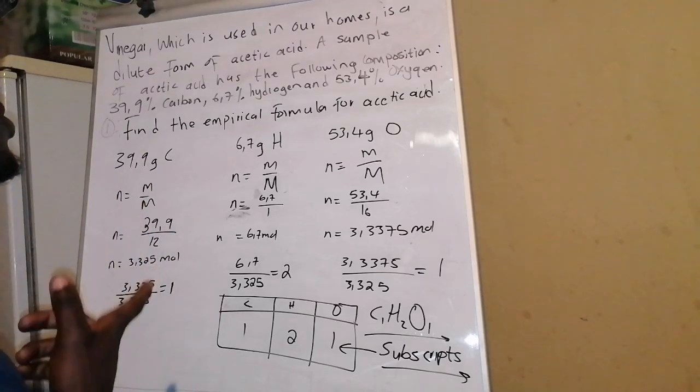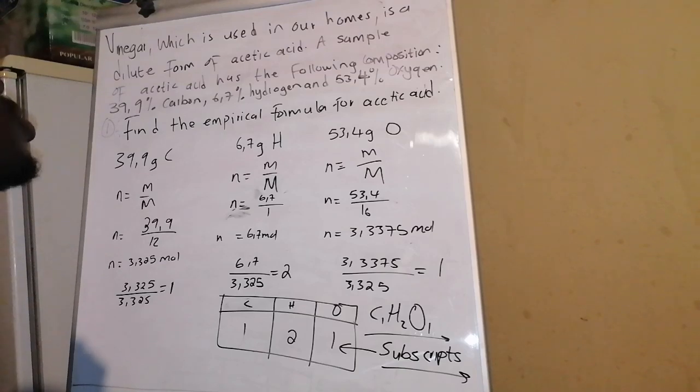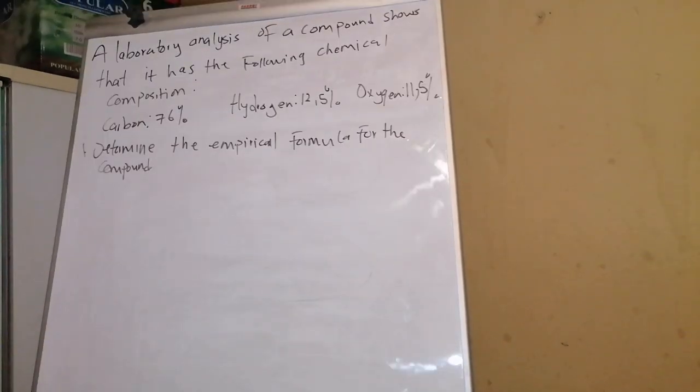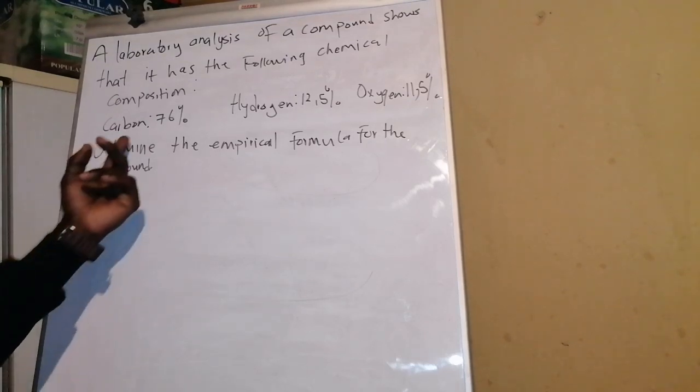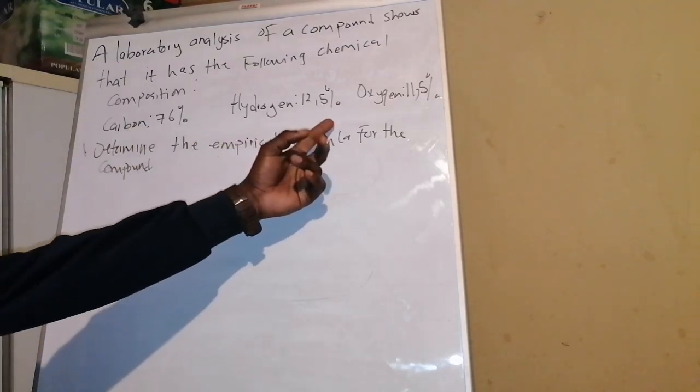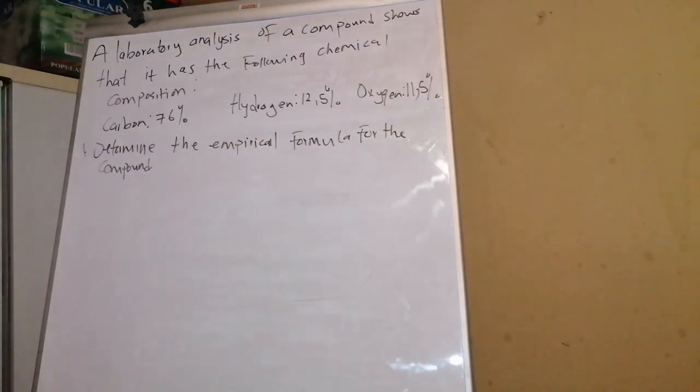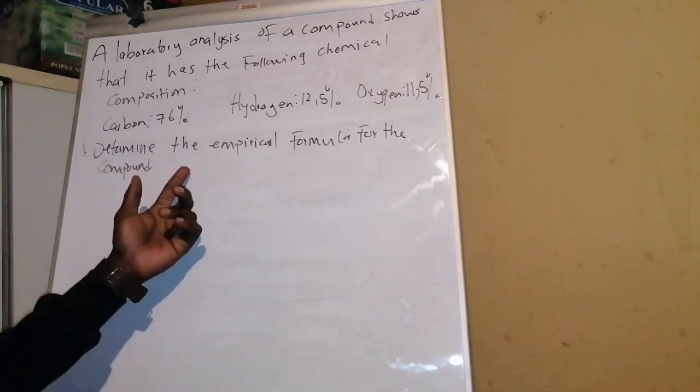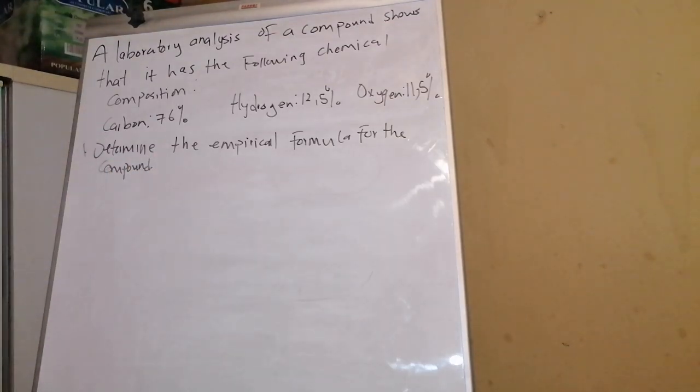Let's do the third example, then we do the molecular formula. A laboratory analysis of a compound shows that it has the following chemical composition: carbon 76%, hydrogen 12.5%, oxygen 11.5%. Now determine the empirical formula for the compound.